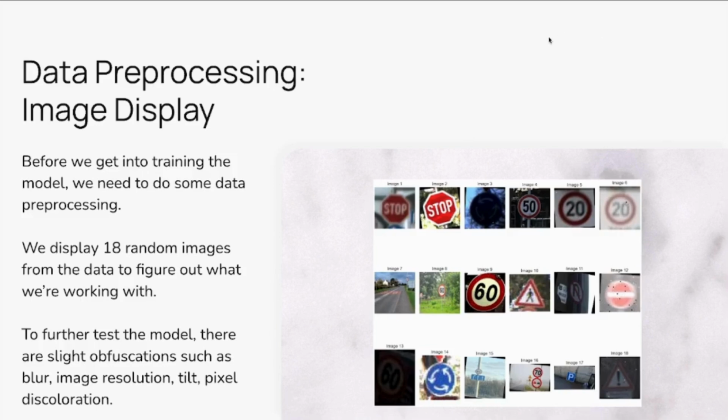And additionally, we had some slight obfuscations made within the images to further test the YOLO model, with there being angle adjustments, tilts, watermarks, blurs, as well as pixel changes and pixel discoloration. These images also came in different shapes and sizes, and we used a pre-trained YOLOv11 model to essentially train on this dataset.